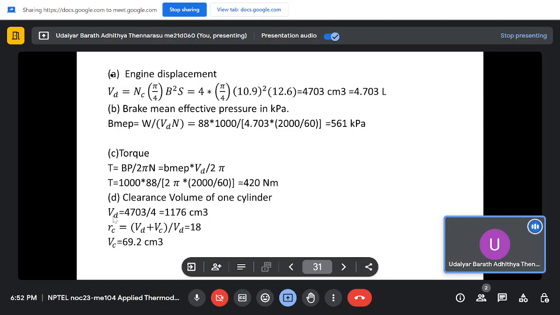And we know the compression ratio, which is 18. So we know displacement volume, we know compression ratio, and we can calculate the clearance volume. VC will come out to be 69.2 centimeter cube. The compression ratio is VD plus VC by VC, not by VD, it's by VC. So we can calculate VC as 69.2 centimeter cube.